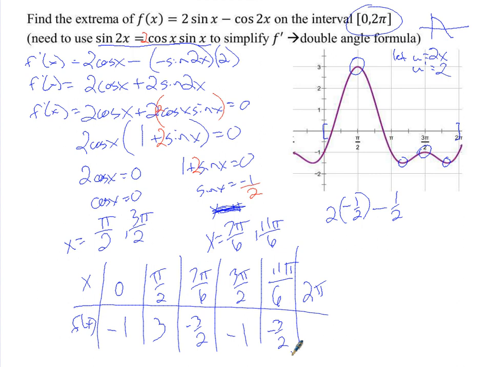All right, 2 pi, piece of cake. Sine 2 pi is 0. Cosine of 2 times 2 pi, cosine 4 pi, same as cosine 2 pi, which is the same as cosine 0. Cosine 0 is 1. So we have 0 minus 1, which is negative 1. Wow, okay. So now that we've got that chart.